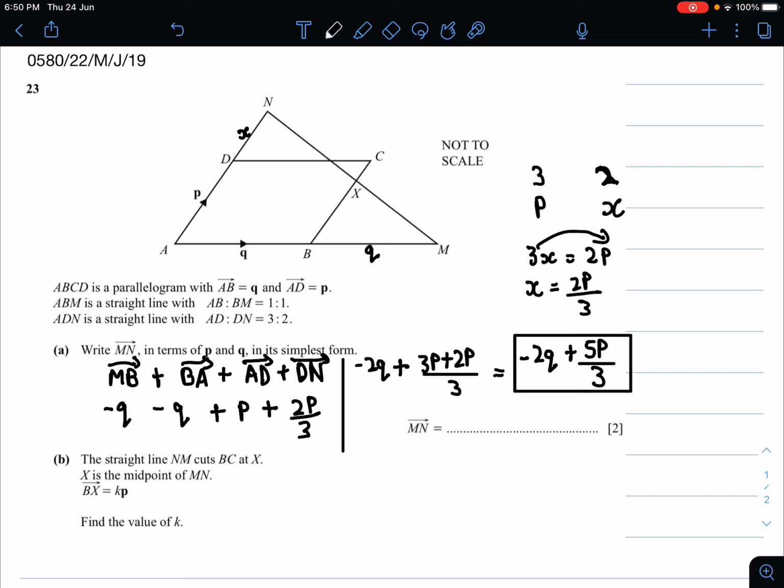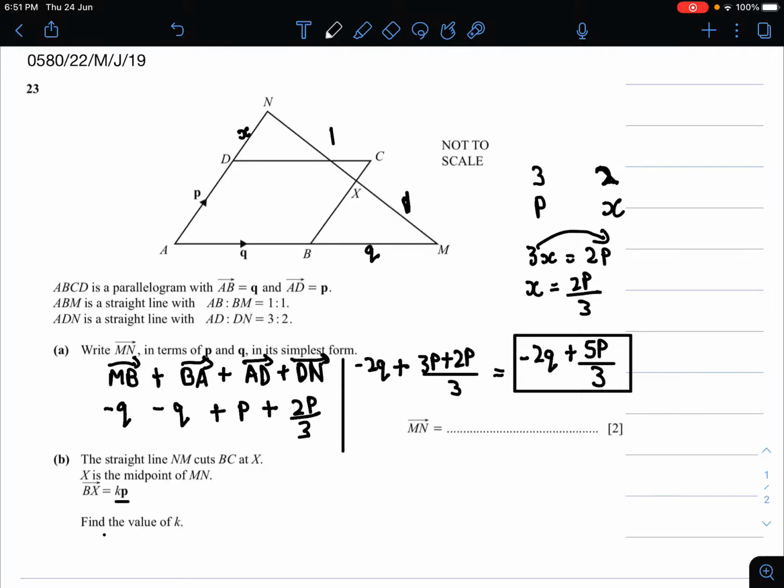Now let's move on to part B. The straight line NM cuts BC at X. X is the midpoint of MN, so we know that XN and XM are in the ratio 1 to 1. So what they are telling us is that we have to find the vector BX, and we have to find the value of k in this kp. So let's go ahead and first find the vector BX.